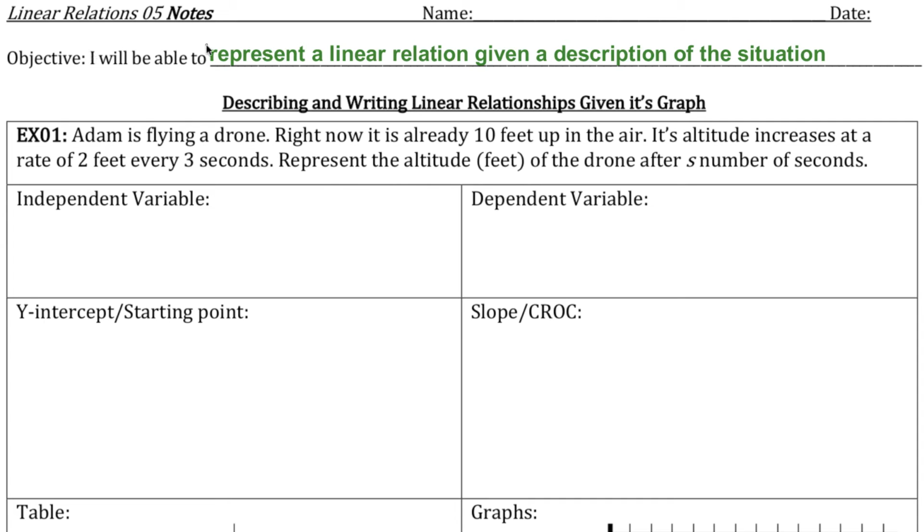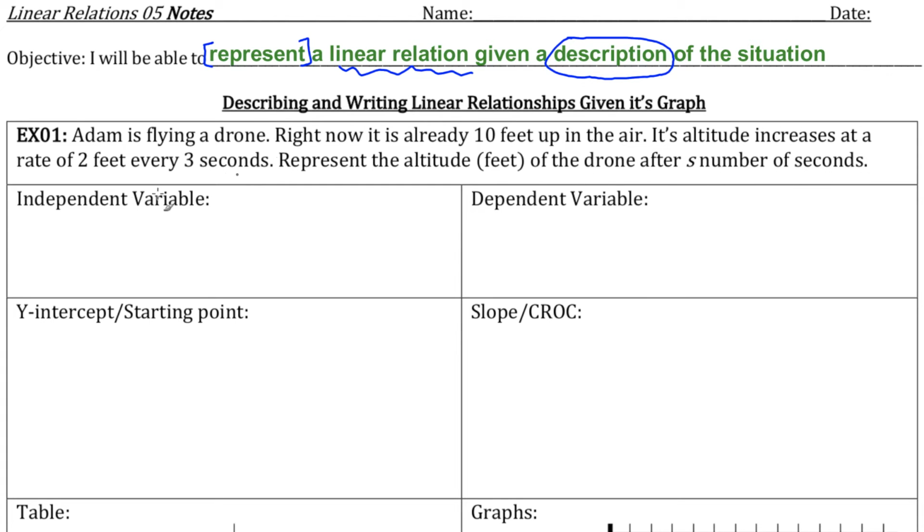All right, in this lesson, we are going to represent a linear relation given a description of the situation. So example number 1 reads, Adam is flying a drone. Right now it's already 10 feet up in the air. Its altitude increases at a rate of 2 feet every 3 seconds. Represent the altitude in feet of the drone after S number of seconds.